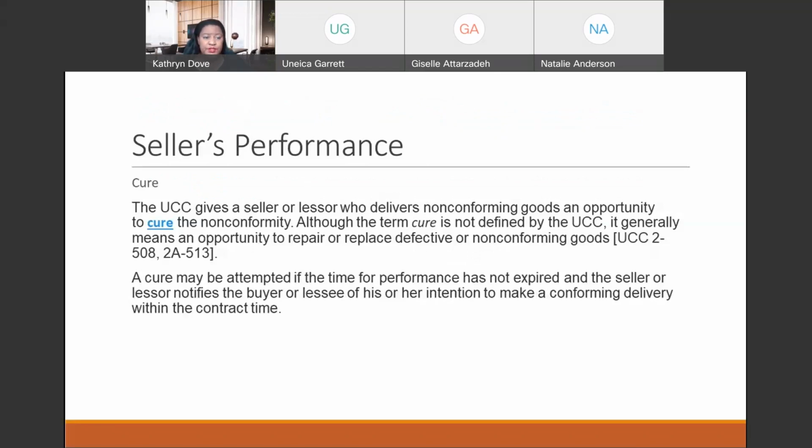Seller's performance. The UCC gives a seller who delivers non-conforming goods an opportunity to cure the non-conformity. So this happens a lot. Somebody purchases tablecloths maybe for a restaurant. So somebody owns a franchise and they own several restaurants, and it's like a Pizza Hut where they need a red and white tablecloth, and they order 1,000 red and white tablecloths. Well, the seller sends blue and white checkered tablecloths. That's non-conforming goods. What happens in that case, Natalie, if the seller sends the buyer non-conforming goods?